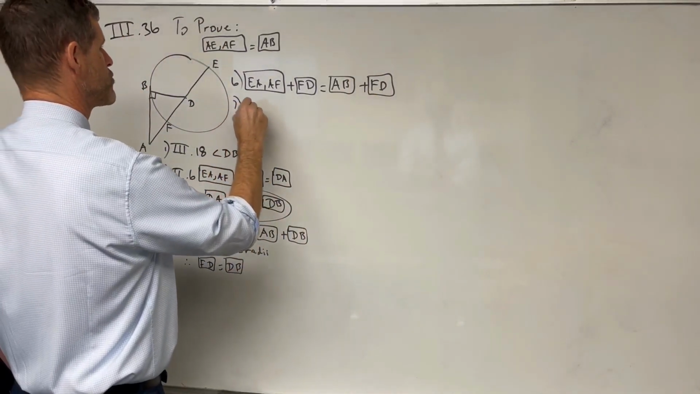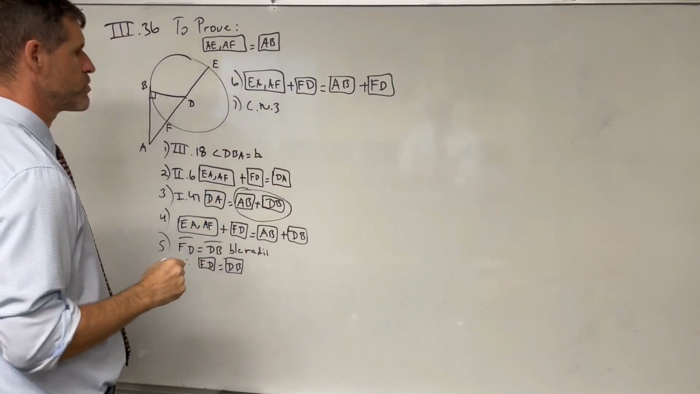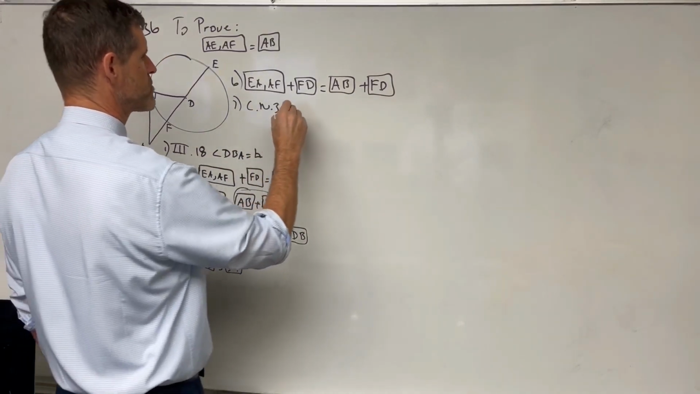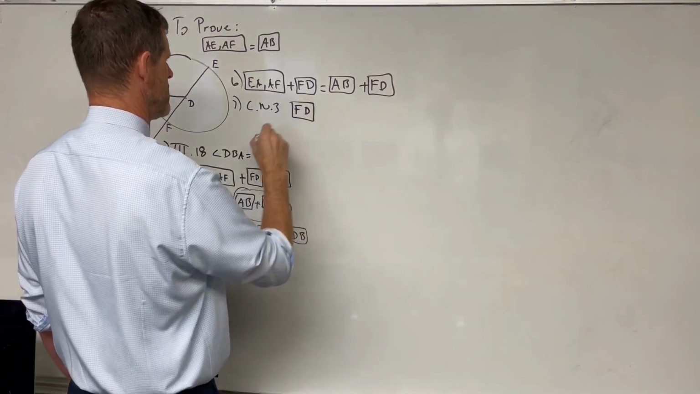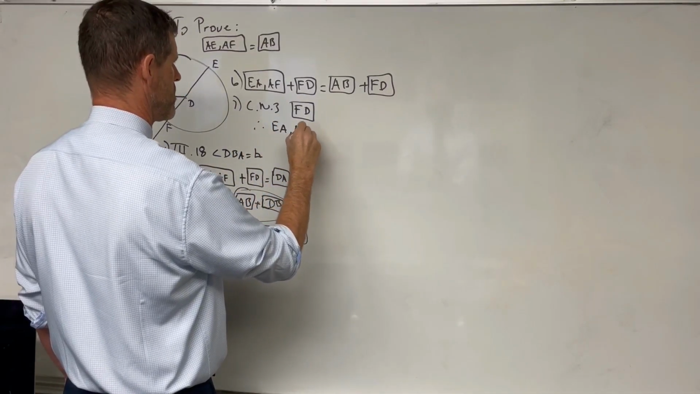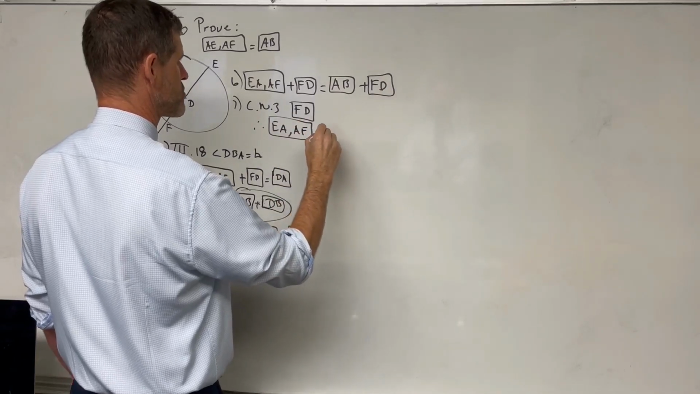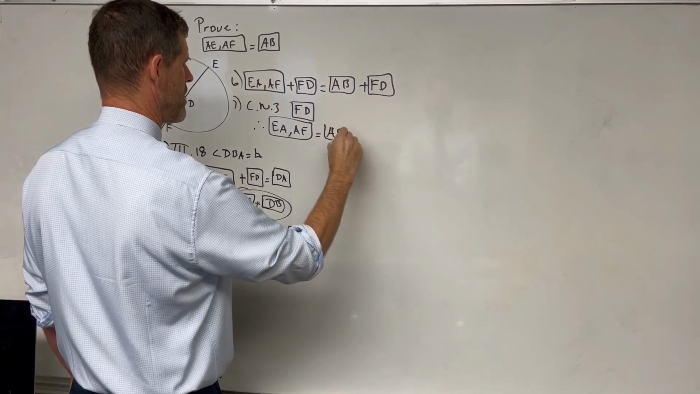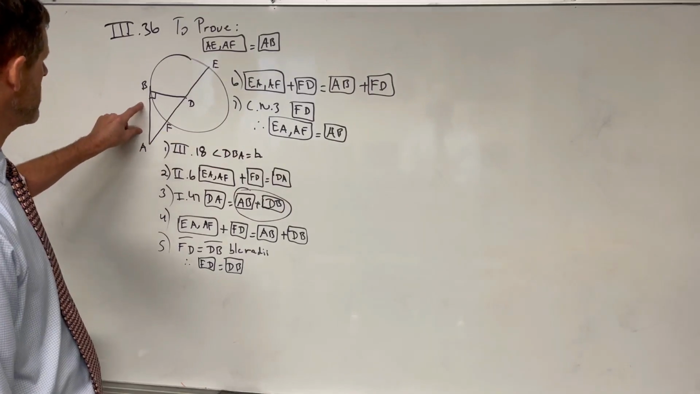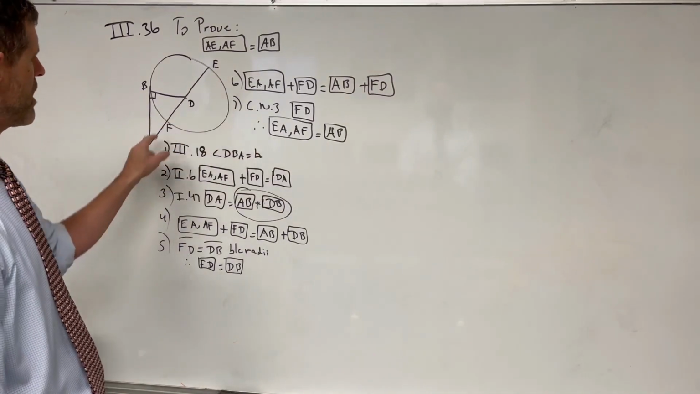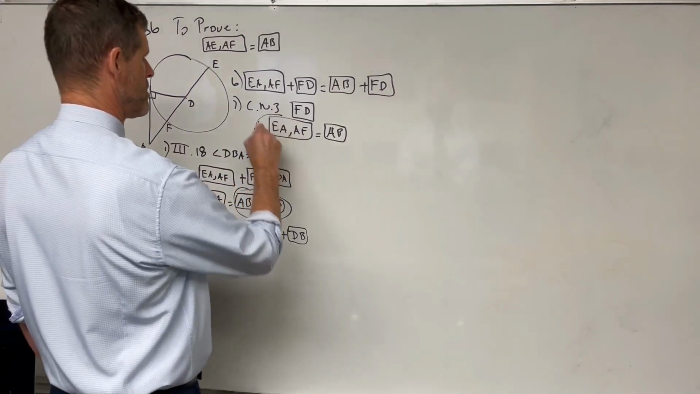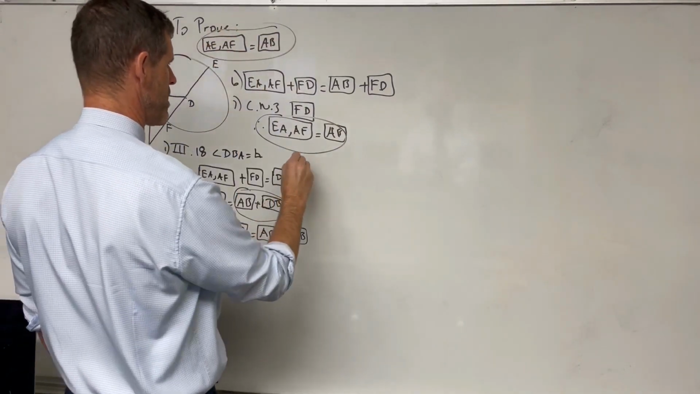And by common notion number 3, which says equals subtracted from equals makes the remainders equal, we're going to subtract from both sides of our equation in step 6 the square on FD, which will leave us with the rectangle EA, AF equaling the square on AB, which is exactly what we're trying to prove. AB is our tangent line, with the square on it, and our rectangle EA, AF is our cutting straight line. Thus QED, those are the same.